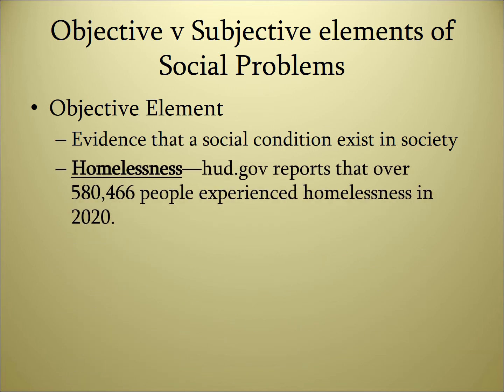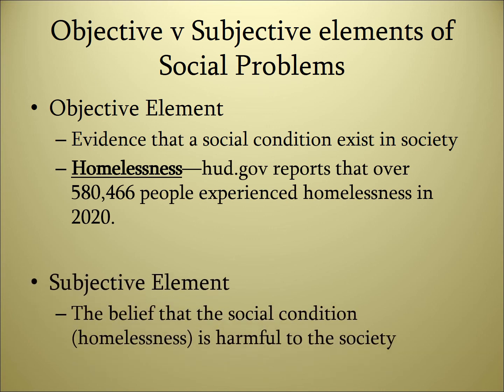Just to summarize again, remember we said that the objective element is where you provide evidence from research that a social condition exists. Again, if you use the example of homelessness, you could provide basic research from HUD.gov reports that over 580,000 Americans experienced homelessness in 2020. That would be part of your objective element.